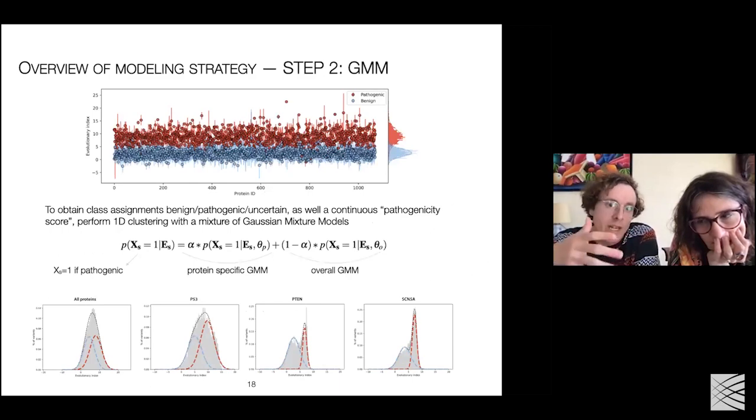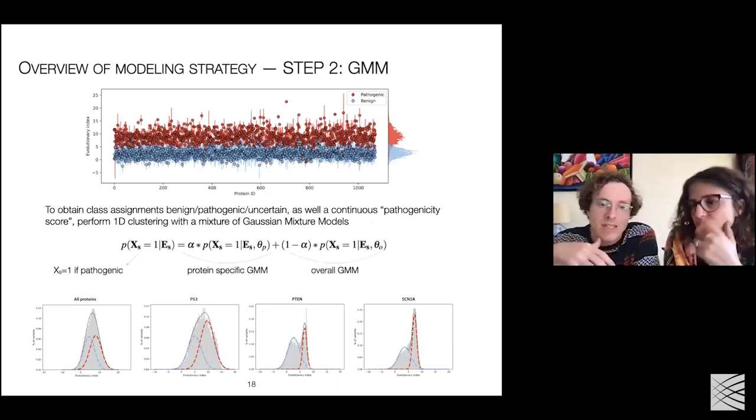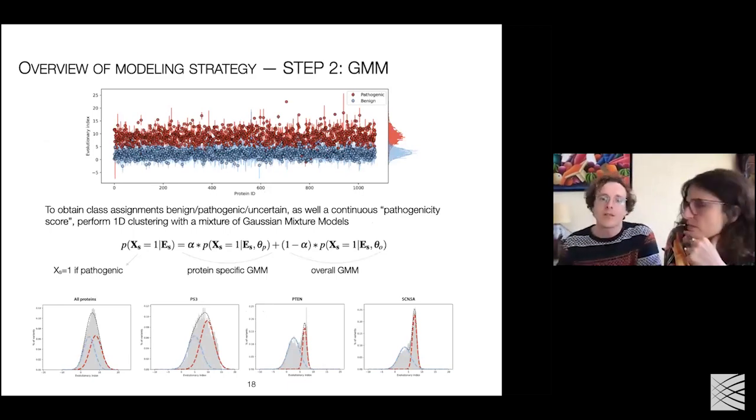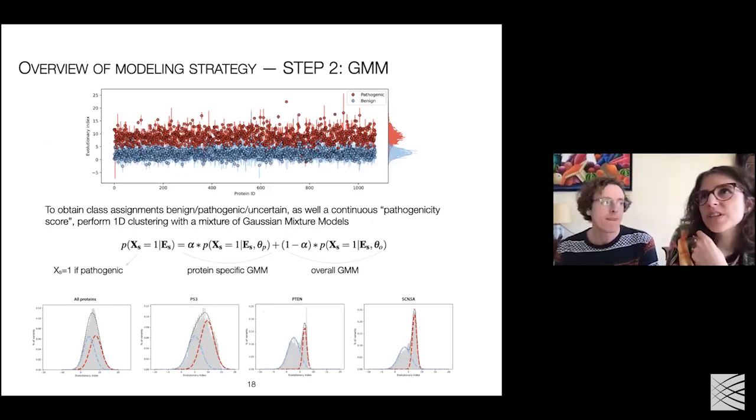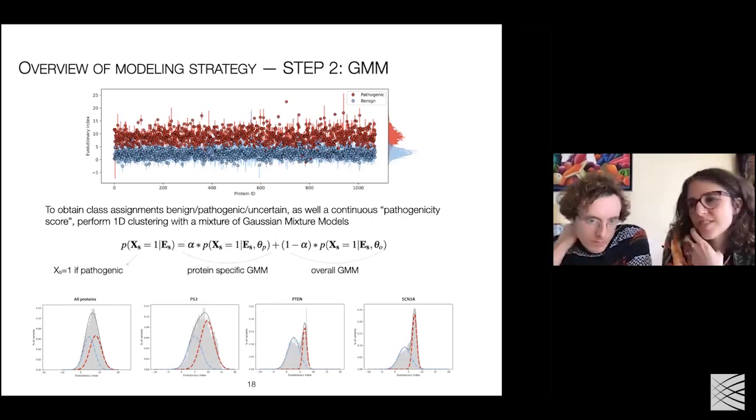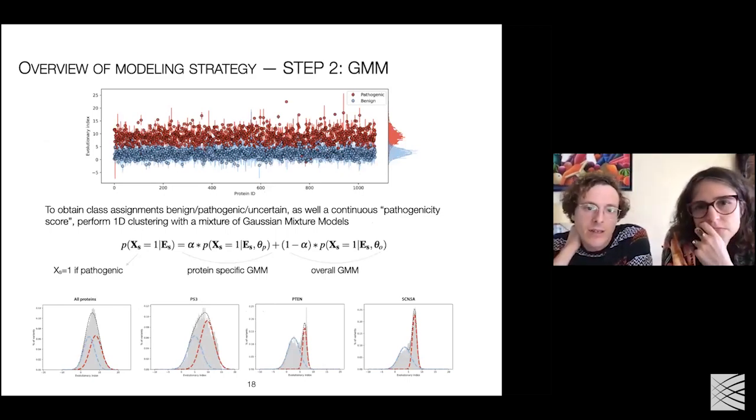What we need for the purpose of variant classification is an interpretable score, and these evolutionary indices are not out of the box obviously interpretable. Ideally, we would like to map this evolutionary index to some notion of a pathogenicity score. Yeah, exactly, so some sort of interpretable score.